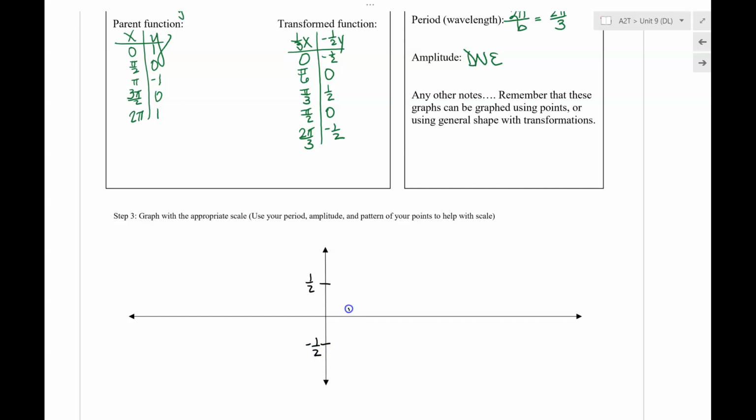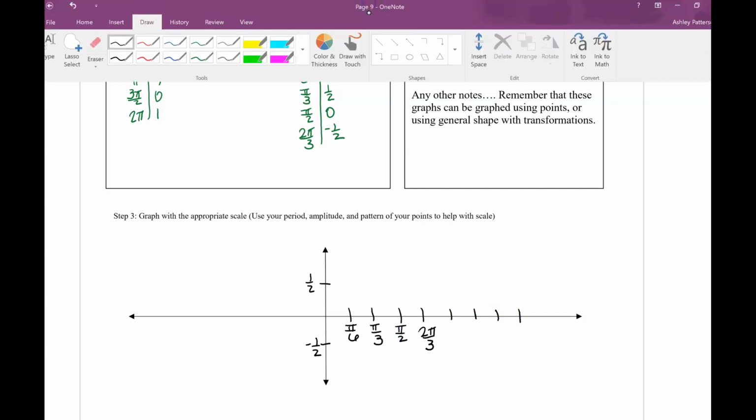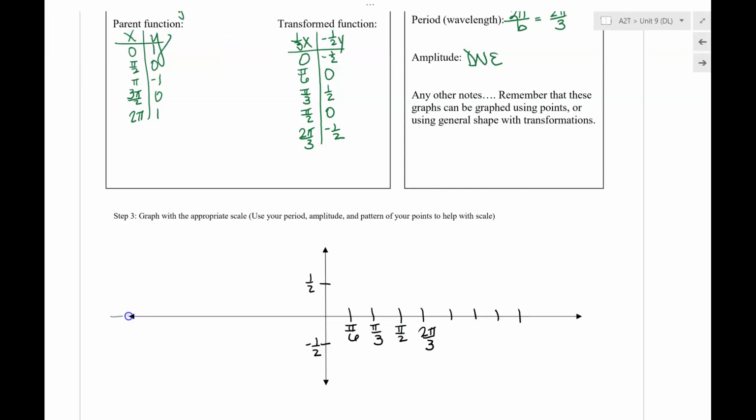Okay, our period is 2 pi over 3. If I were to cut that in half, I have 2 pi over 6, which is pi over 3. Cut that in half, you have pi over 6. So that's what they are increasing by, pi over 6. Pi over 6, 2 pi over 6, 3 pi over 6, and so forth. Okay, so our midline is still at the x-axis because we don't have a vertical shift. We have a coordinate at 0, -1/2, pi over 6, 0, and the pattern continues.